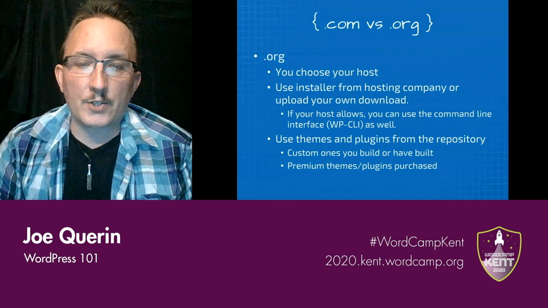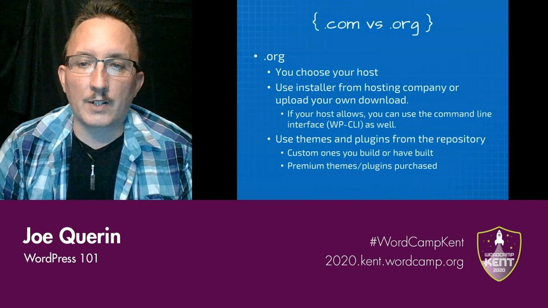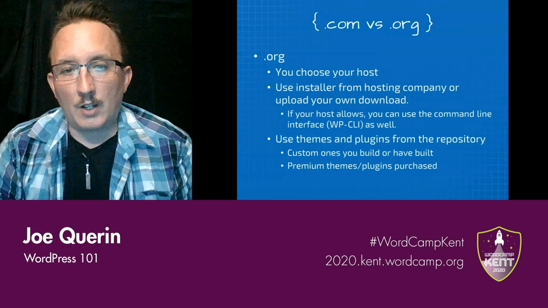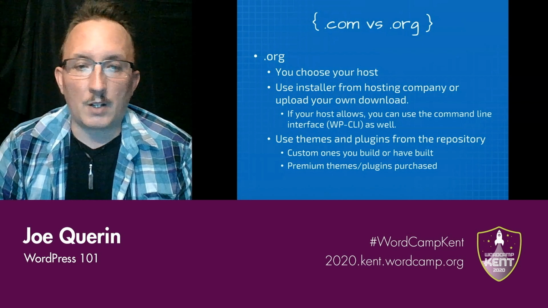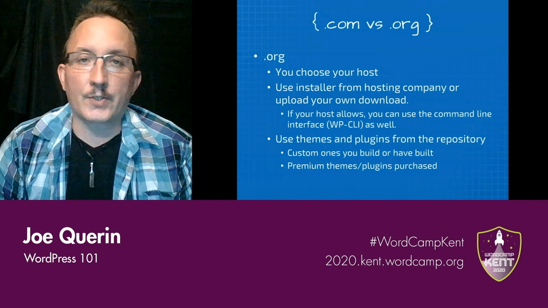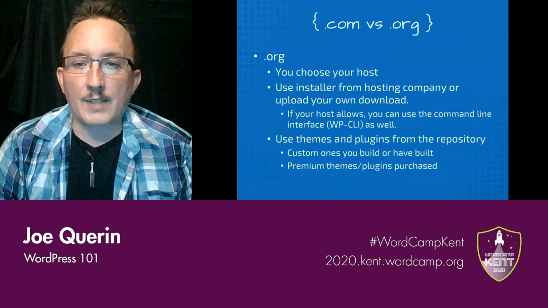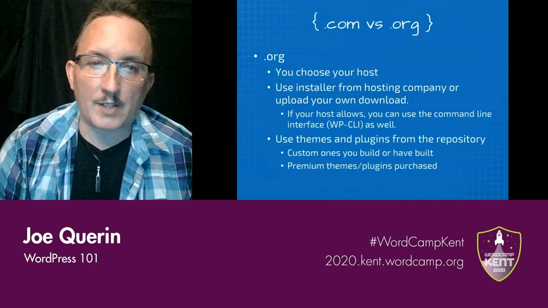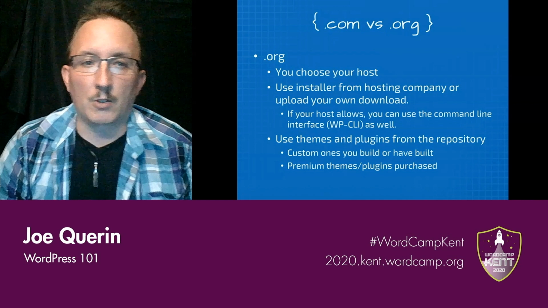With the .org version, you have no limitations in terms of themes and plugins. You can use anything that's in the WordPress.org repository, or even ones that you've paid for: premium themes, premium plugins. You can even write your own custom plugins or themes, or have someone else build them for you. You may work with a designer or a developer who can write these things exactly to your specifications, to customize what you are trying to solve within your own website.